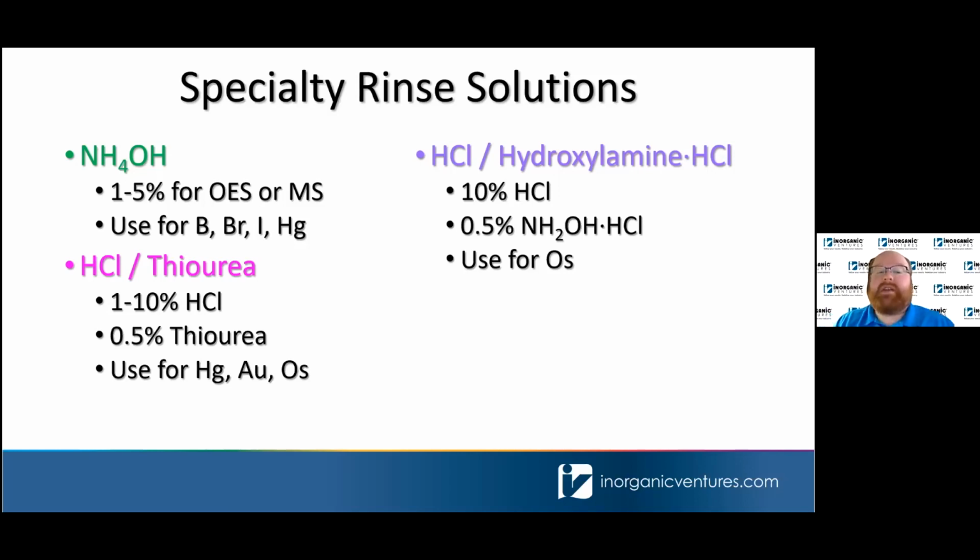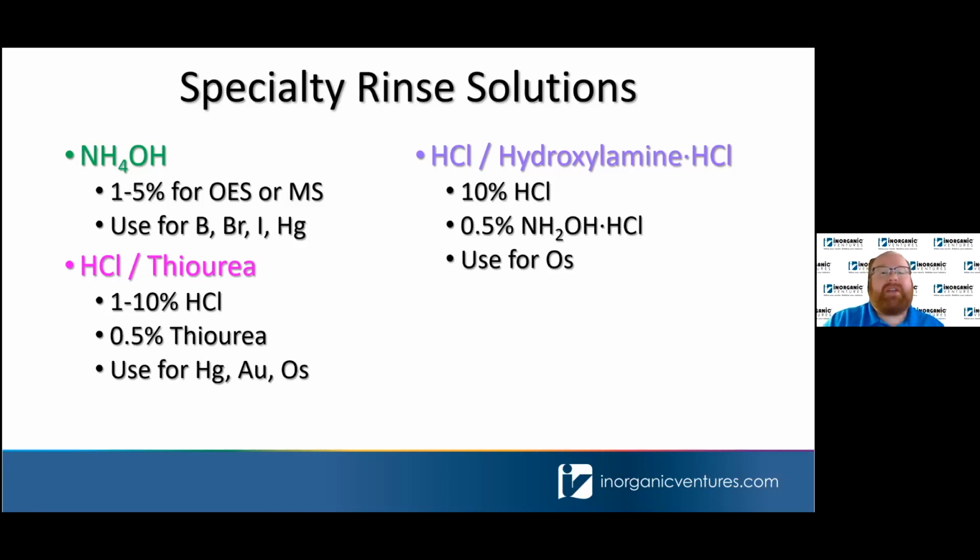HCl and thiourea, if you go 1 to 10% with the HCl and 0.5% of the thiourea, that works really well for mercury, gold, and osmium. And I'm sure not many of you use osmium. I didn't even bother putting a poll question in for that.